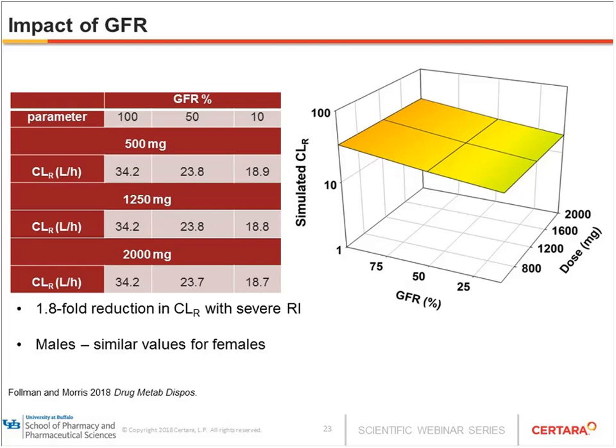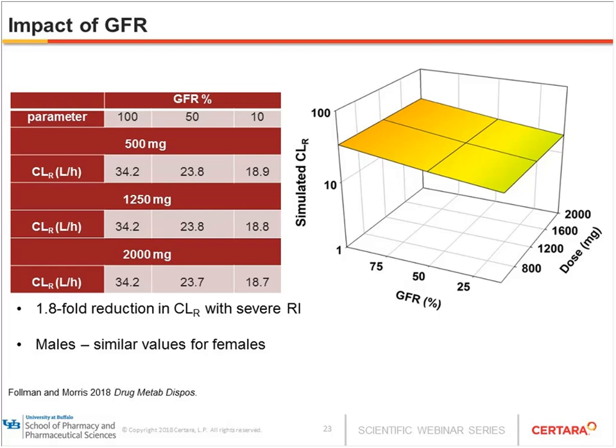So if we look at this first slide of results, we have renal clearance for the different populations and different doses of metformin. And you can see that for each dose, there's a significant decrease in renal clearance as we go from a healthy population to a severe renally impaired population. And it's about a 1.8-fold reduction in renal clearance with severe renal impairment, and this wasn't really affected by dose.